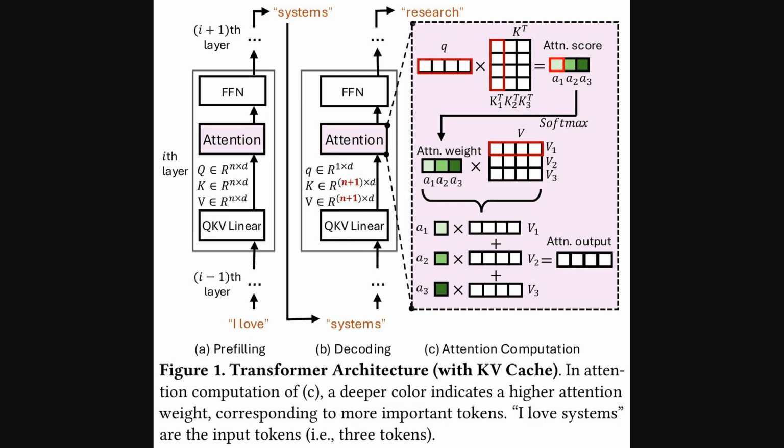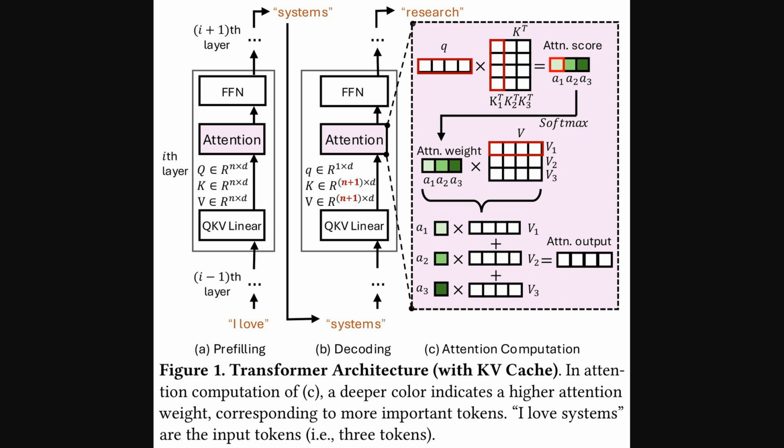Alright, so this first figure gives us a visual for how large language models, specifically their transformer architecture, work with that key value cache. The transformer architecture is the fundamental design for many advanced AI models. It involves processing inputs through layers that generate queries, keys, and values. These are special representations of the text. We see two main phases in the figure. Pre-filling, where initial text like "I love" is processed, and then decoding, for processing subsequent words like "systems."